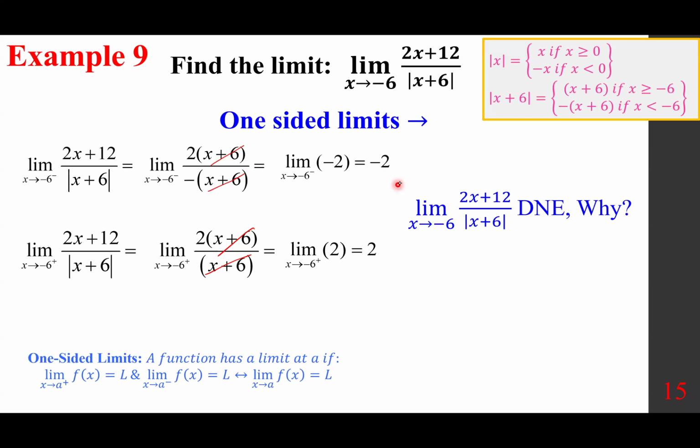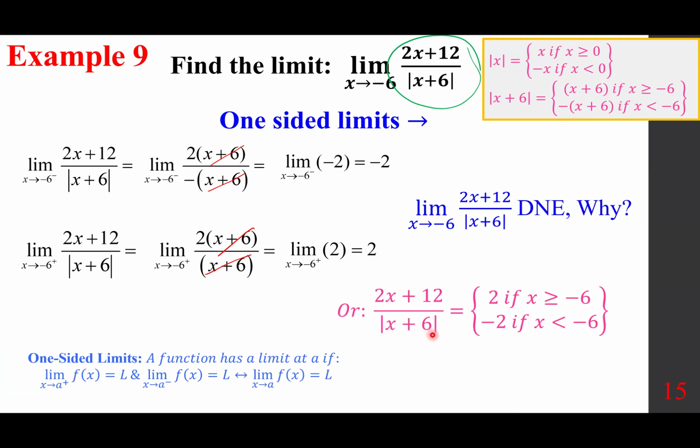Now, there is a second method, and that is to simplify this expression. Based on what we just said here, this expression simplifies to 2 if x is larger than or equal to minus 6, negative 2 if x is less than minus 6. This is the limit from the right, which is a constant, and this is the limit from the left. And even this might be easier as long as we understand what we are doing. This also proves the same thing. The limit of the expression as x approaches negative 6 does not exist because one-sided limits are not identical.